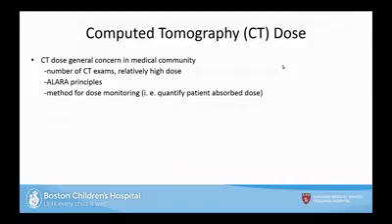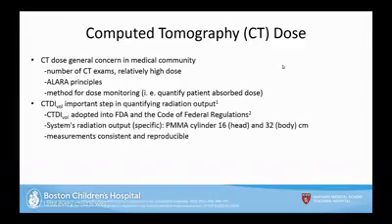Okay, so CT dose is a general concern in the medical imaging community, and this is due to the increase in the number of CT examinations and the relatively high dose compared to other imaging modalities such as X-ray imaging. It's always been a challenge for medical physicists and radiologists to keep within the ALARA principles. So because of this, a method for dose monitoring was required, and that involves quantifying patient-absorbed dose. So the CTDIvol was introduced for that purpose. It was a really important step in quantifying radiation output.